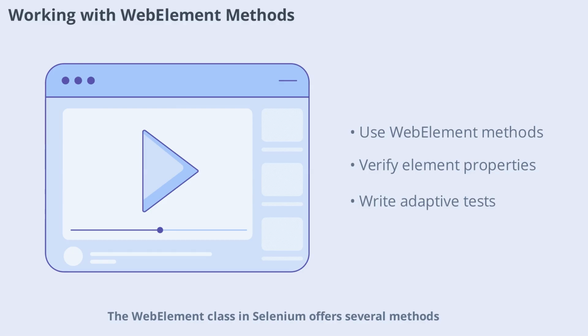The WebElement class in Selenium offers several methods for interacting with and retrieving information from elements. Besides getCssValue, you can use methods like getText, getAttribute, and isDisplayed to gather details about elements. These methods help you verify that elements are present, visible, and styled correctly. Leveraging these capabilities allows you to write more intelligent and context-aware tests, which can adapt to changes in the application's UI and behavior.